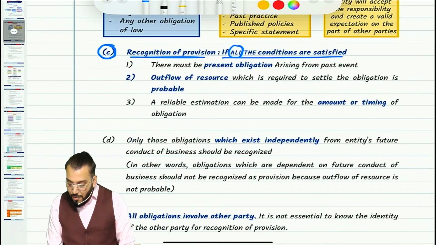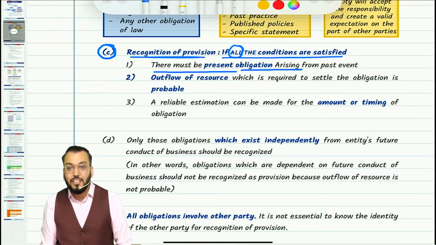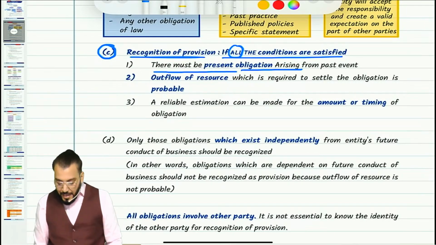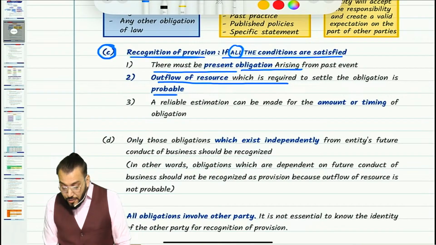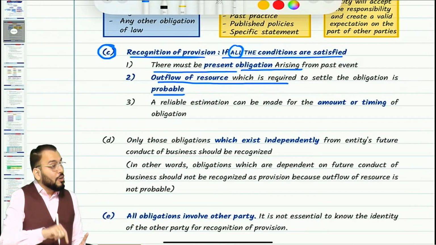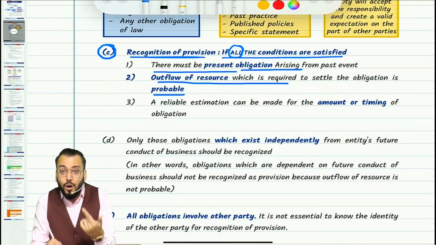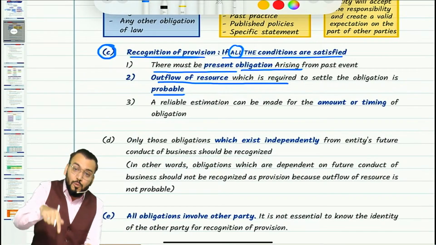First condition, there is what? Present obligation arising from past event. Understood? Second, outflow of resource which is required to settle the obligation should be also probable. Means outflow should be also probable. Means obligation is probable as well as outflow is also probable.